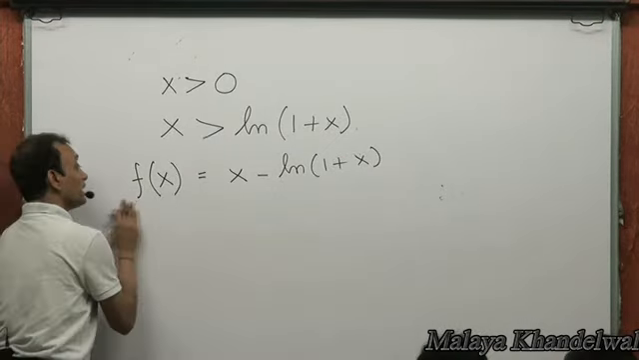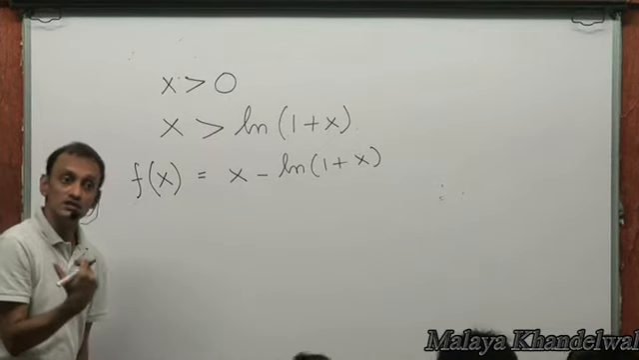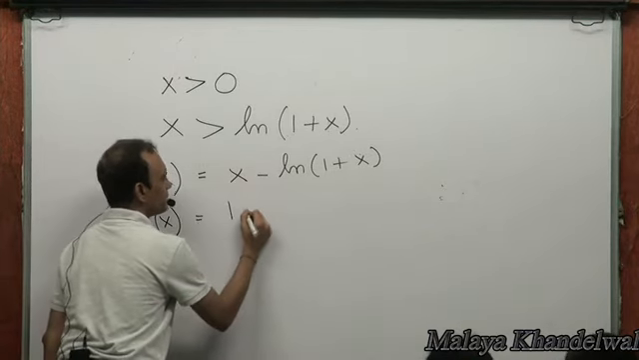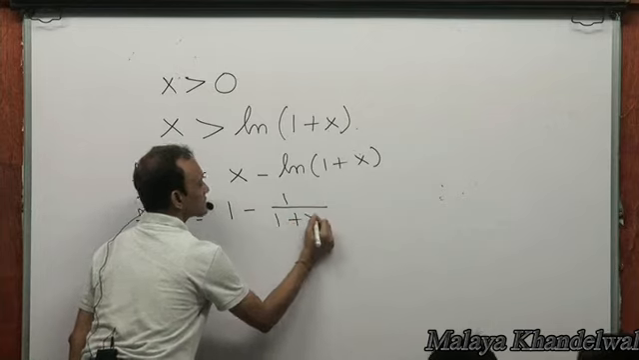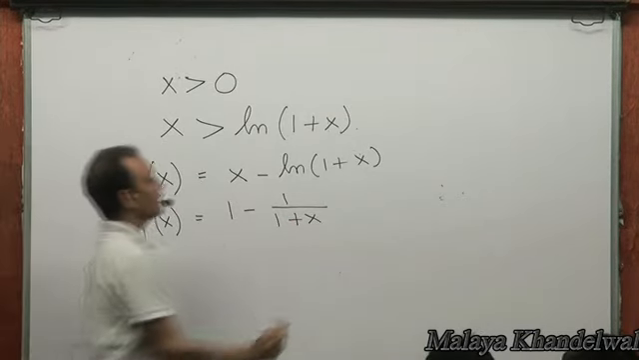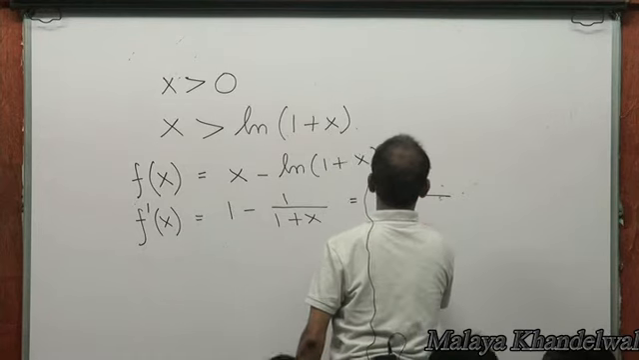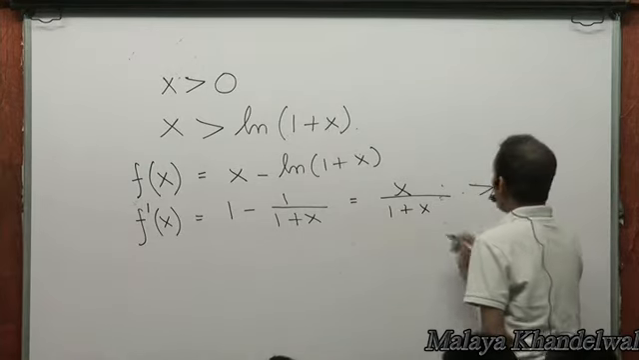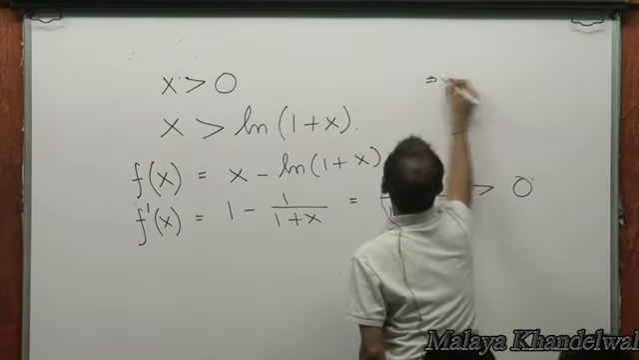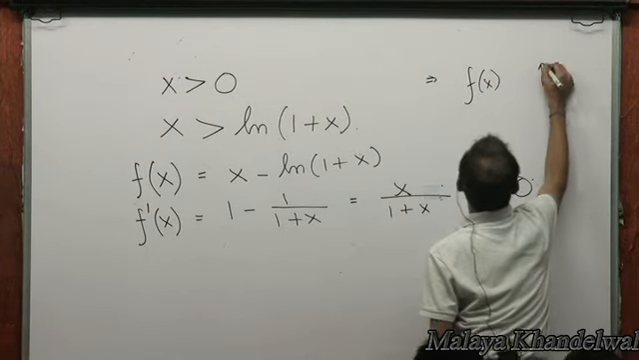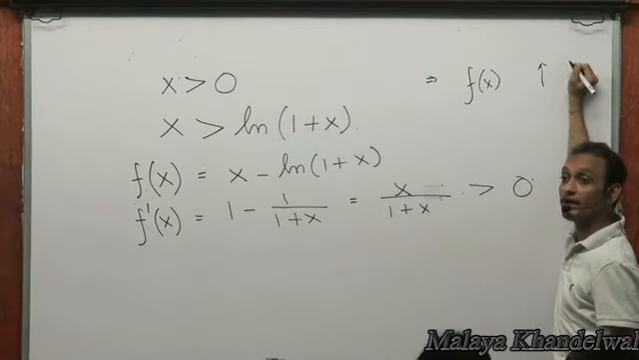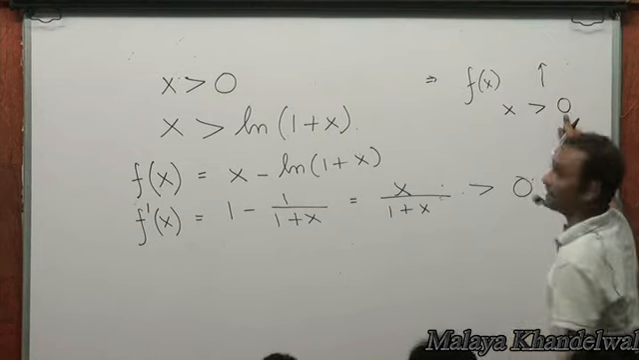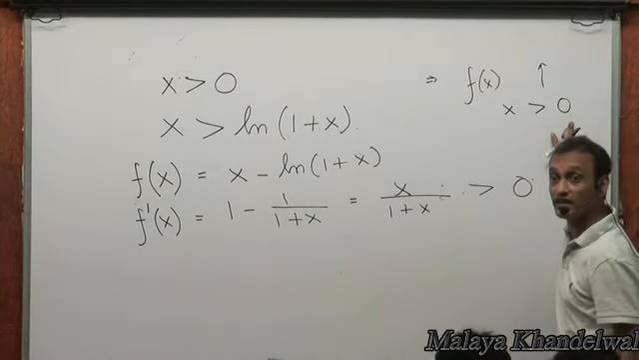Examine its monotonicity, increasing, decreasing trend, differentiate. F dash x is 1 minus 1 by 1 plus x, which is like x by 1 plus x. X is greater than 0, so this is greater than 0. So if f dash x is greater than 0, it means that f x must be an increasing function of x, yes or no? That means for x greater than 0, x1 greater than x2, f x1 will be greater than f x2.